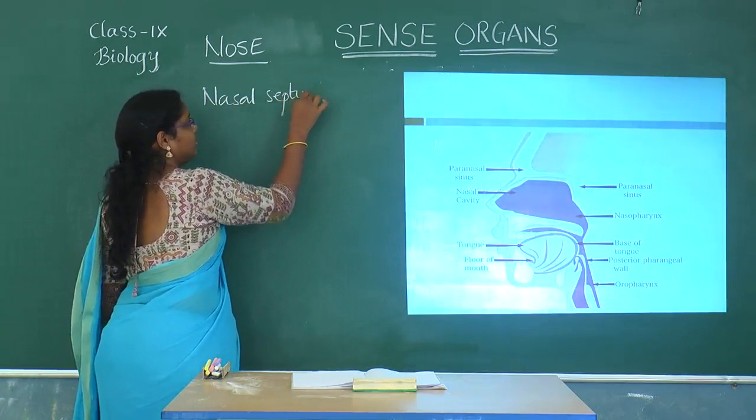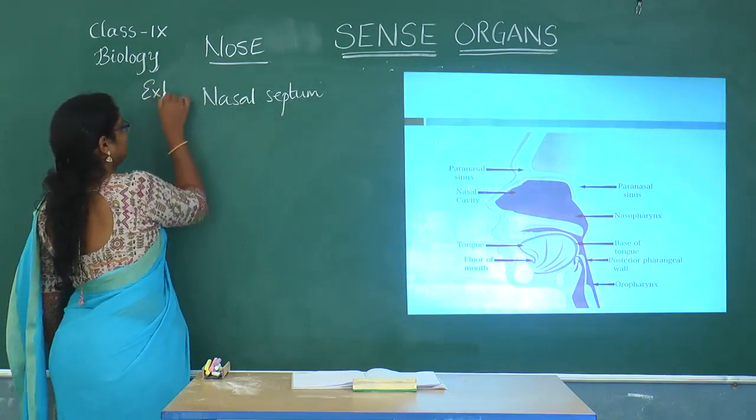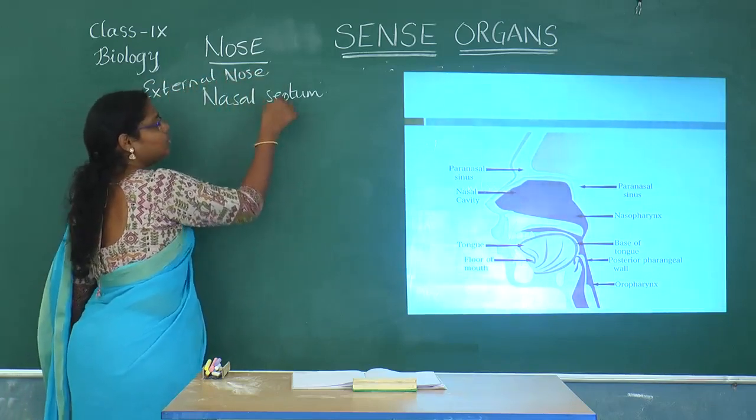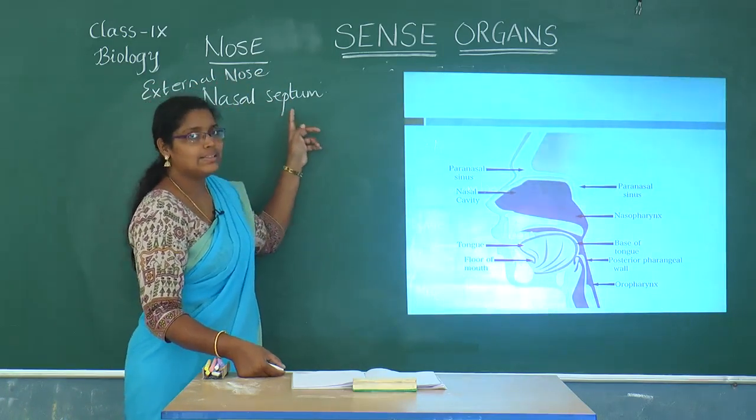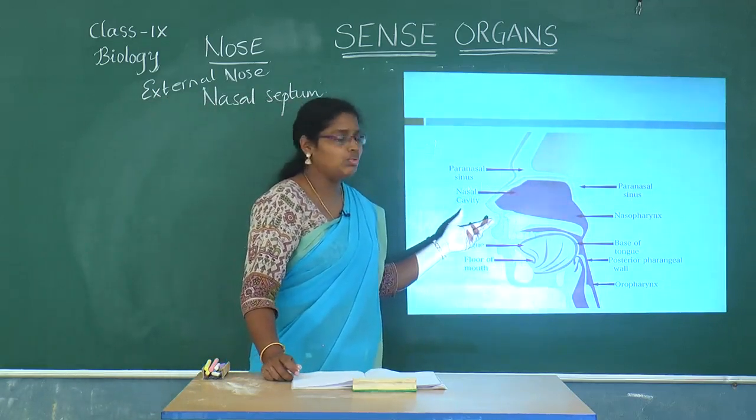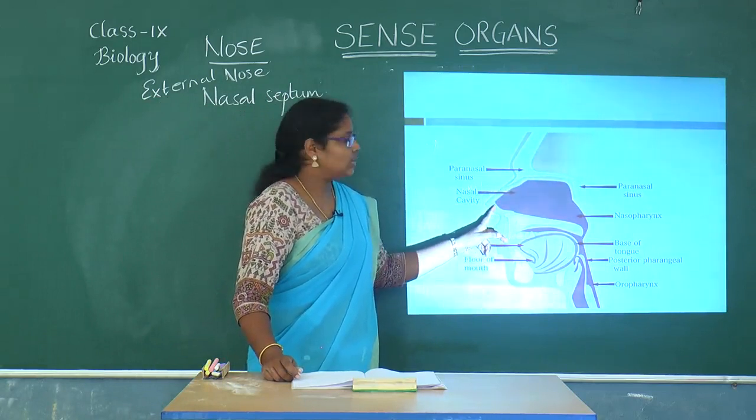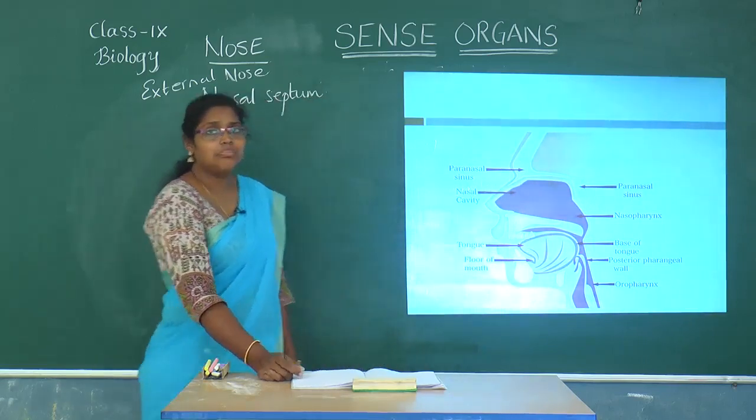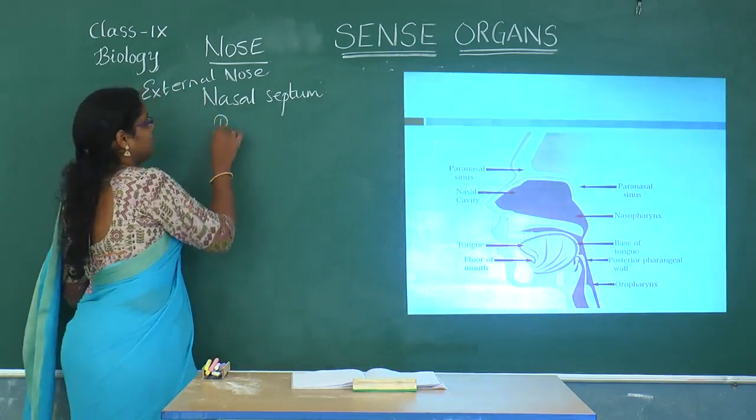The nasal septum separates the external nose. The external nose is separated into two halves or two portions due to the presence of the nasal septum. Here, the cavity present inside the nose is called the nasal cavity. This cavity is richly supplied with blood vessels, and it also has a large number of receptors.